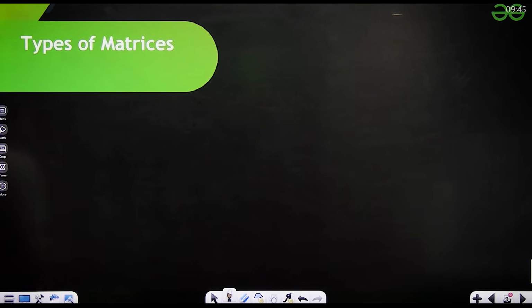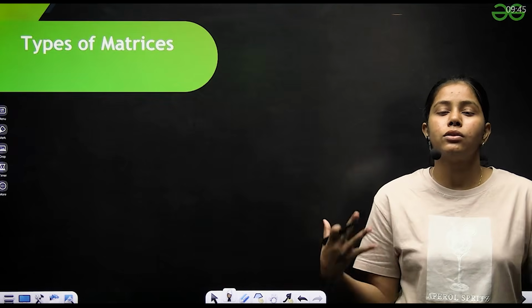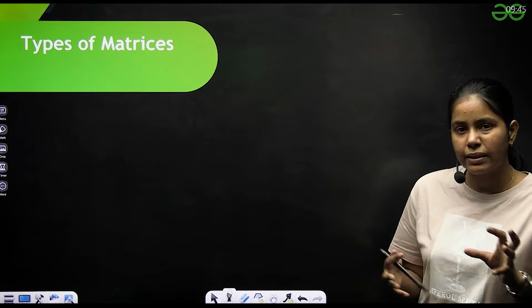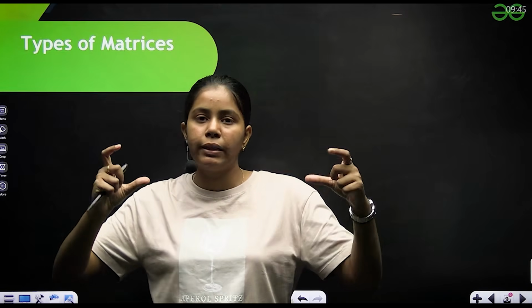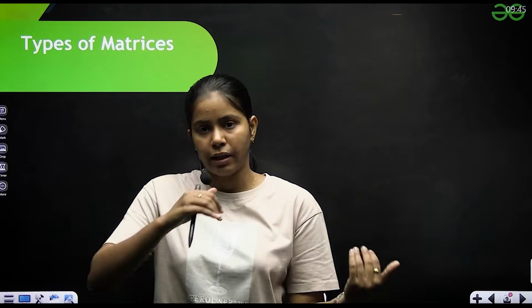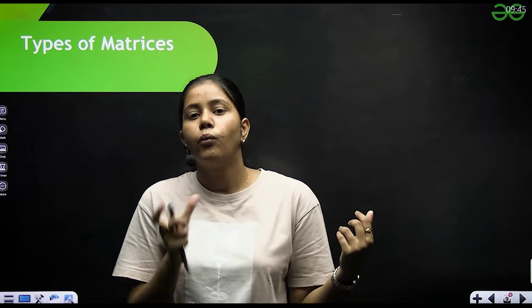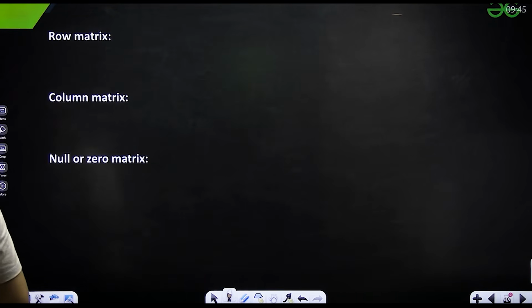Now the next thing we have is types of matrices. That is an important thing because many questions come on types of matrices, or not exactly on types of matrices, but let's suppose it is given that this is a symmetric matrix or this is a square matrix. You should know what a symmetric matrix is, and then solve it further with whatever they have given in the question, right? So we'll start with the matrices one by one.